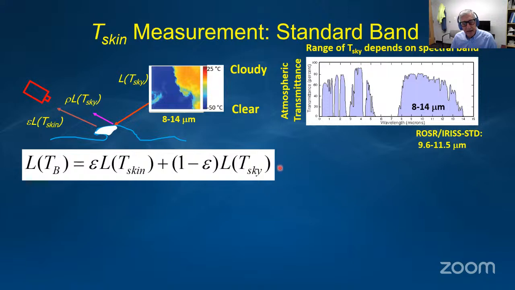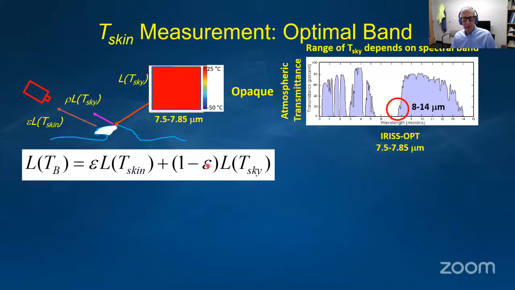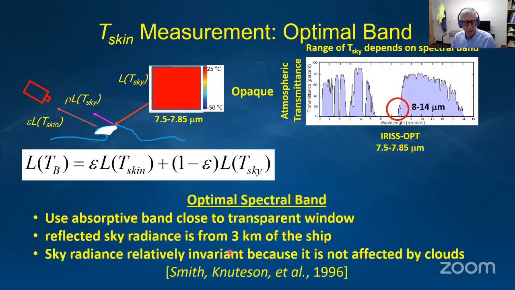So that wide dynamic range of the sky radiance can affect the accuracy because of the uncertainty in the emissivity. Whereas the optimal band approach is to use a band that's very close to the edge of the atmospheric window so that the sky effectively looks opaque because the radiance comes just from a few kilometers within the ship. So the radiance is relatively invariant. That reduces uncertainty in the emissivity effects.